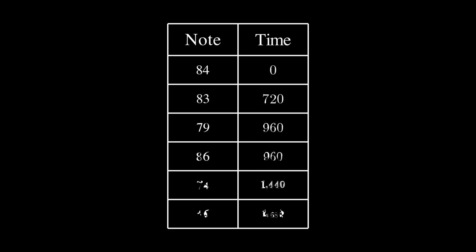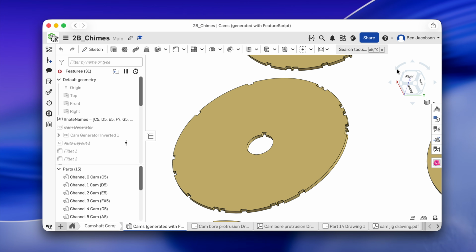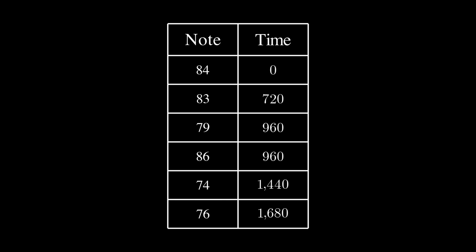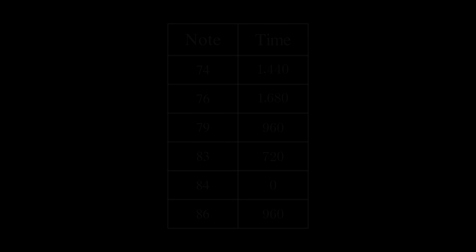Remember, our goal is to develop geometry for each individual cam. So instead of looking at all the notes in the order that they're played, we should be looking at all the times that each specific note is played. So we'll group by note value. The last step is to get this all into a format that our FeatureScript can read, a CSV file.